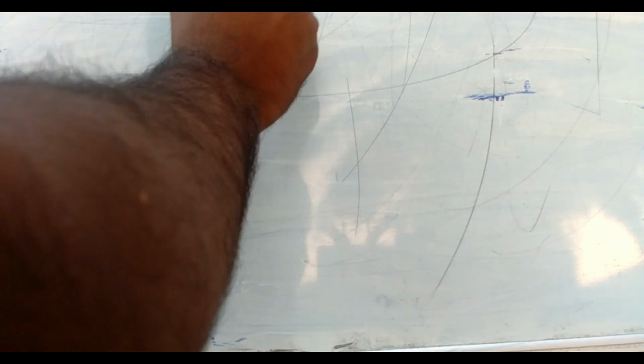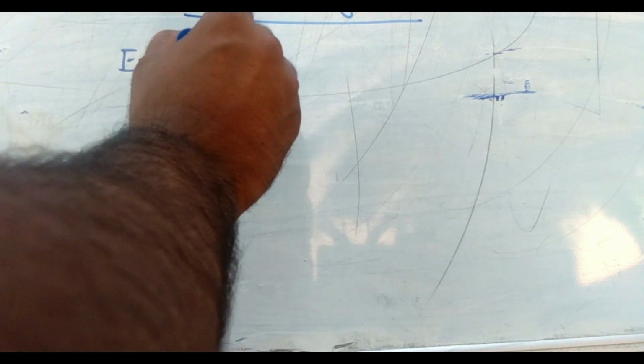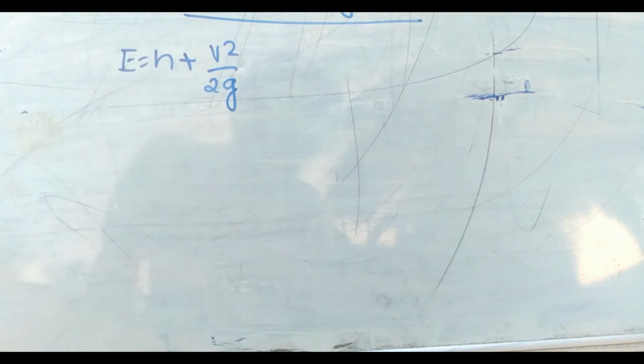What do you mean by critical height? Or critical depth. So we are having the formula E is equal to H plus V square by 2G, right?